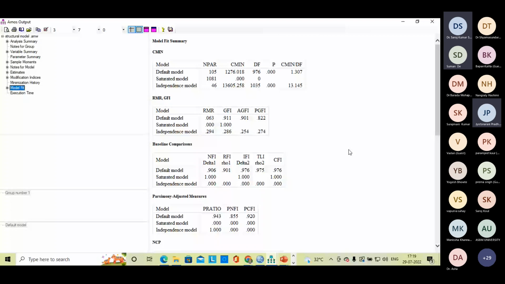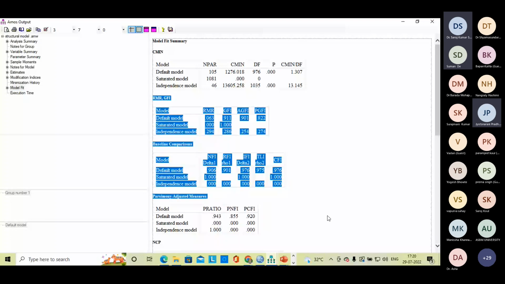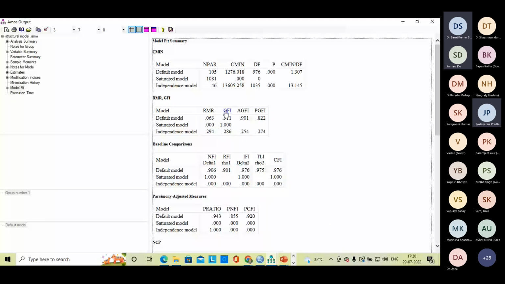These two sets of model fitting indices are very important to be reported in most articles or theses. First is RMR, GFI, goodness of fit index; AGFI, adjusted goodness of fit index; PGFI, parsimonious goodness of fit index; NFI, normed fit index; RFI, relative fit index; IFI, incremental fit index; TLI, Tucker-Lewis index; CFI, comparative fit index.